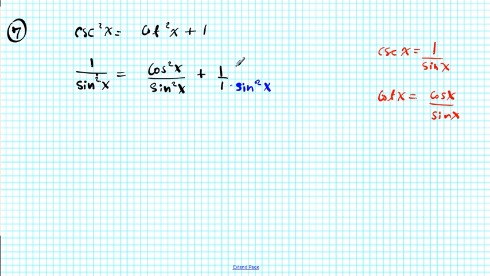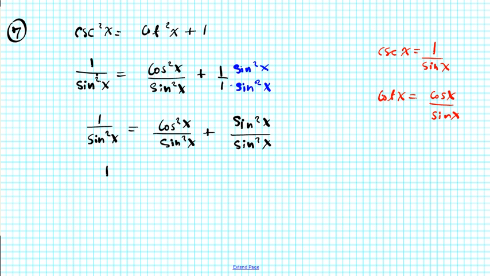To preserve equality, whatever you do on the bottom, you do to the top, okay? Alright, so bring down the left side. To bring down the left side, we have 1 over sine square x equals cosine square x over sine square x plus sine square x over sine square x. This is exactly what we want. Notice that the denominators are the same.